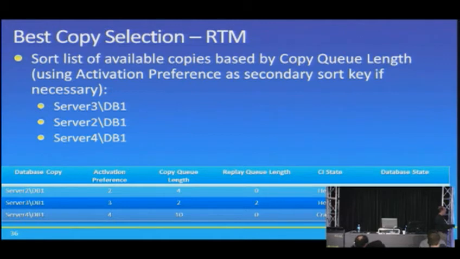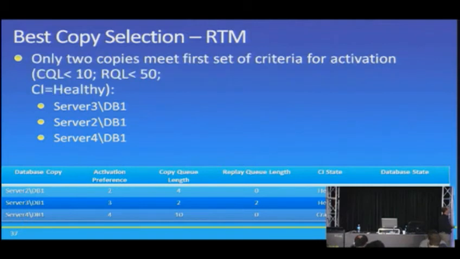The one with the lowest copy queue length is server 3. The next lowest is server 2, and the highest copy queue length is server 4. So 3, 2, 4 is our sort. Again, if any of these copy queue lengths were the same, that's when we would use activation preference as a tiebreaker to resort this list, with the database having the lower activation preference being higher on the list. Okay, so what does that mean? We're sorting by copy queue length here first.